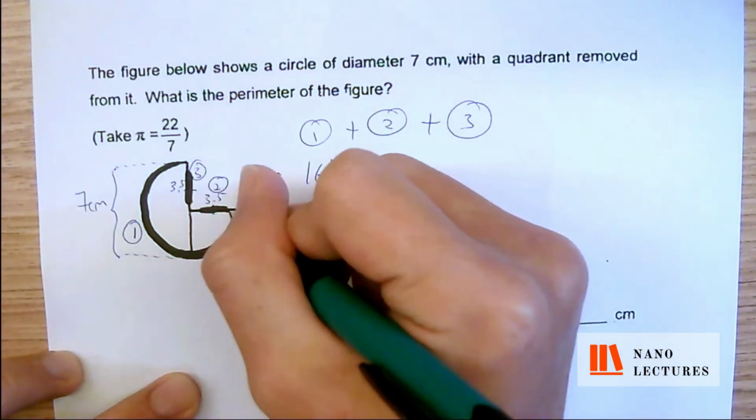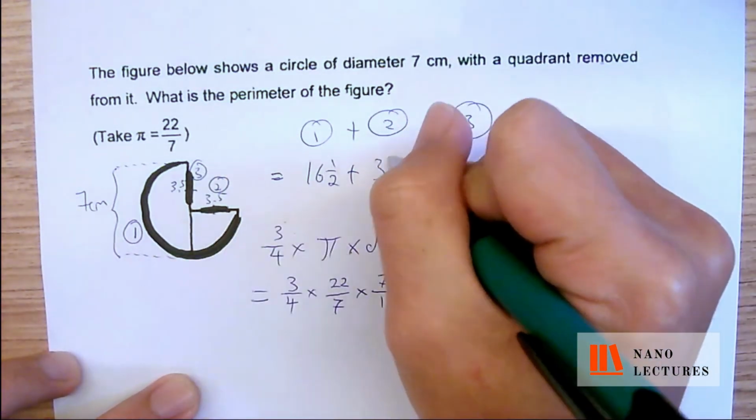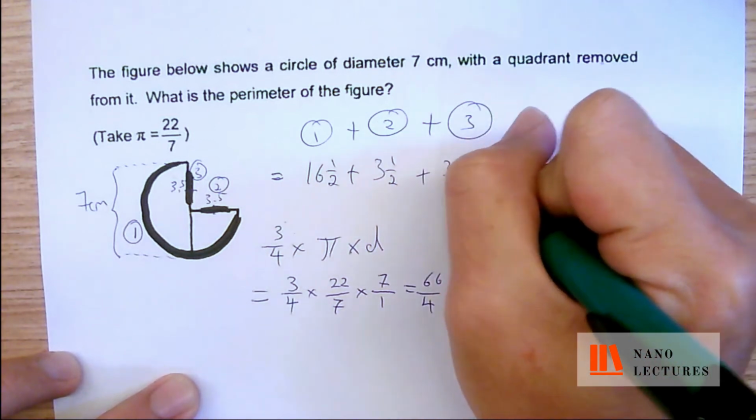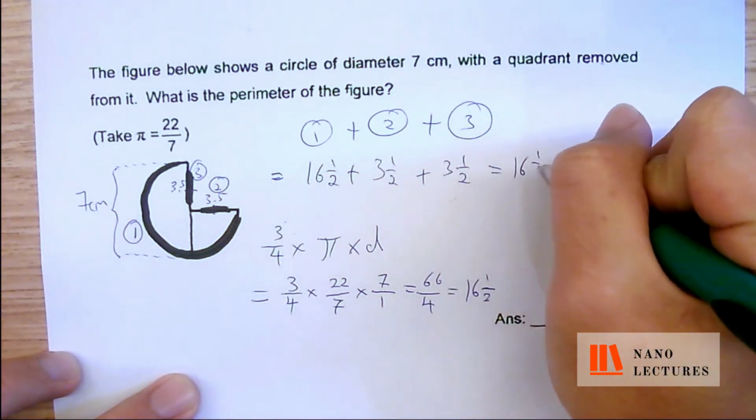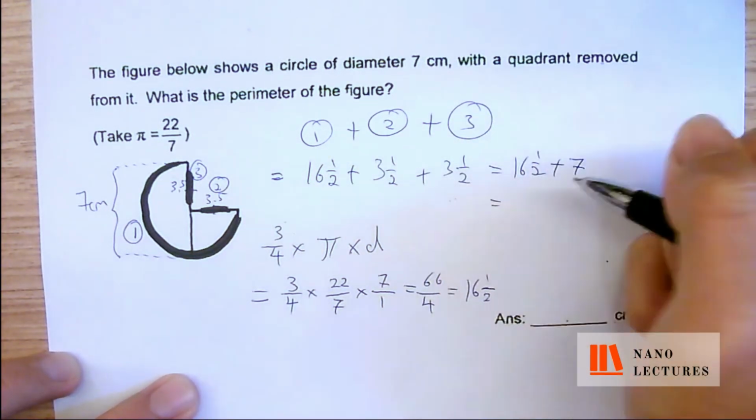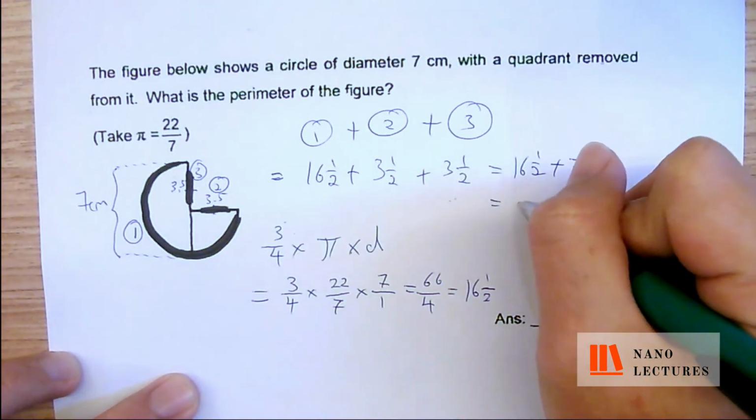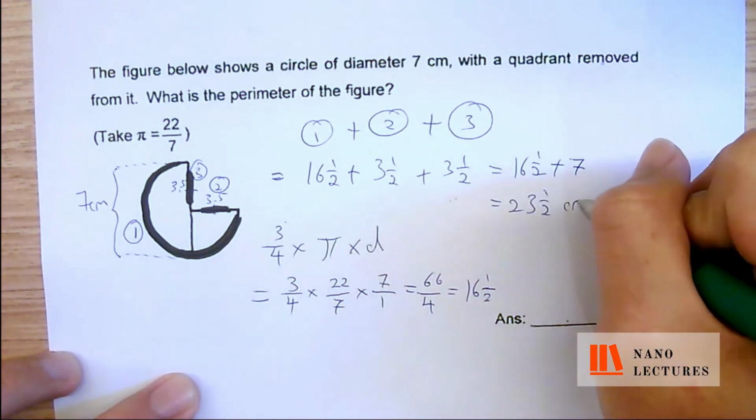Plus 2. What is 2? 2 is the radius, so it's 3.5 plus another 3.5, and this will be 16.5 plus 7, and this would be giving us 23.5 cm.